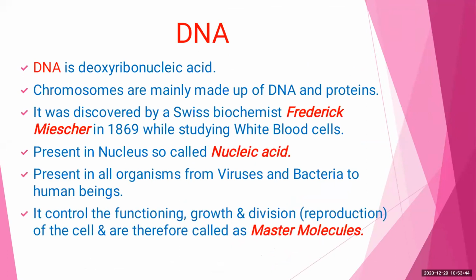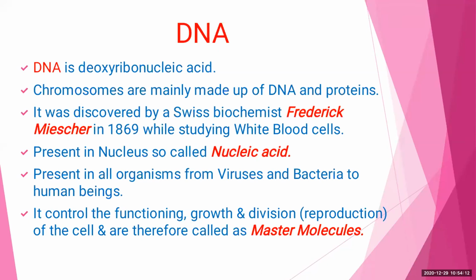So this is the basic information of DNA. DNA is deoxyribonucleic acid. Chromosomes are mainly made up of DNA and proteins. It was discovered by a Swiss biochemist, Friedrich Miescher, in 1869 while studying white blood cells. It is present in the nucleus, so it is called nucleic acid. So I would like to elaborate this point.